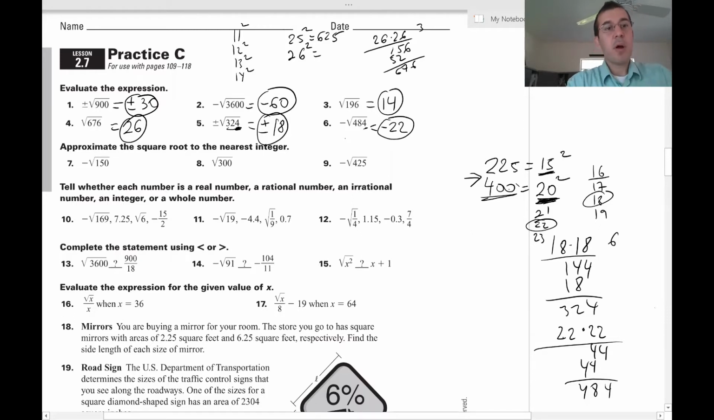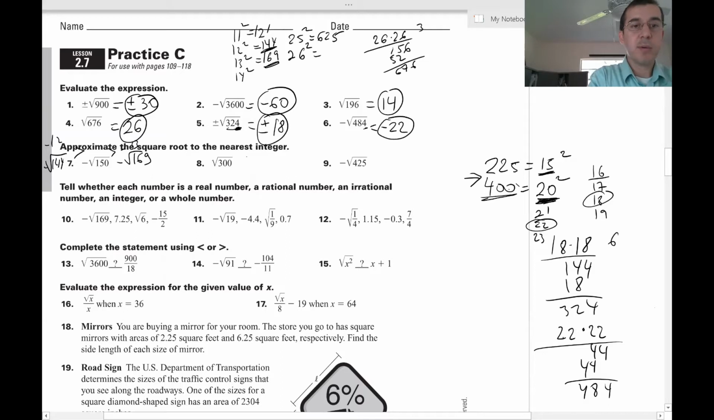7, 8, and 9, approximate the square root to the nearest integer. So square root of 150, we know that we have 11 squared right here is 121, 12 squared is 144, 13 squared is 169. So 150 is going to be between 144 and 169, and this is minus, so these are minuses here. So this is minus 12, this is minus 13. Minus 12 is greater, so the signs will be like this.